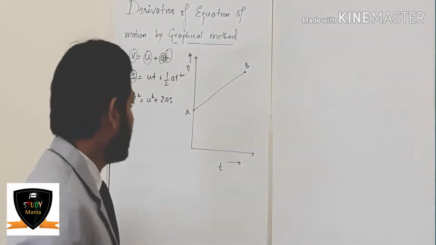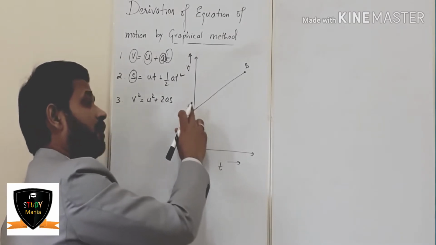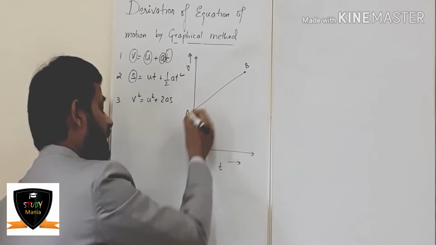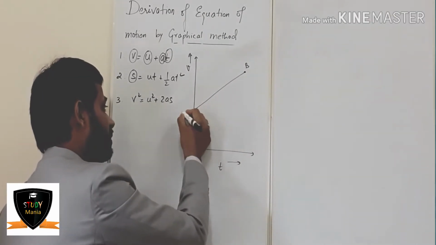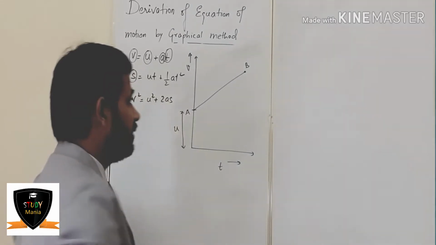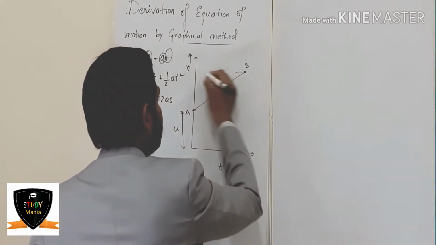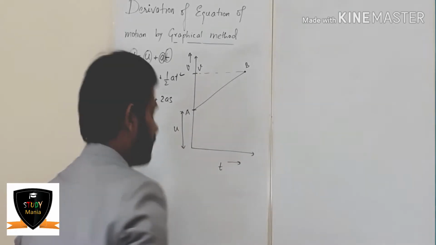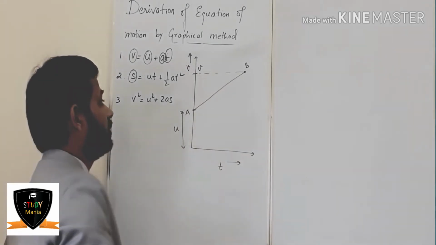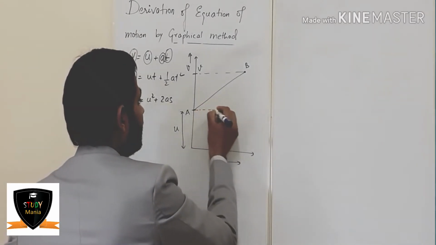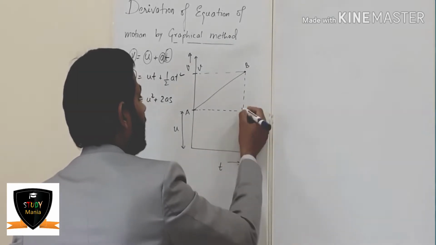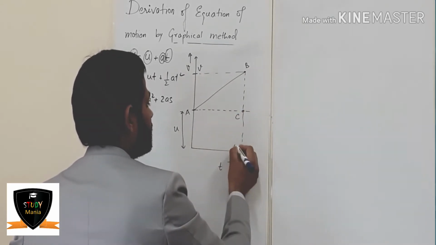So let us consider a body moving from A to B with constant acceleration. Let us say this body has an initial velocity, small u, and it reaches the final velocity, small v. On drawing and completing the graph, let's say I draw a line in this way and in this way. We have points, let's say this is C, this is D, this is E.